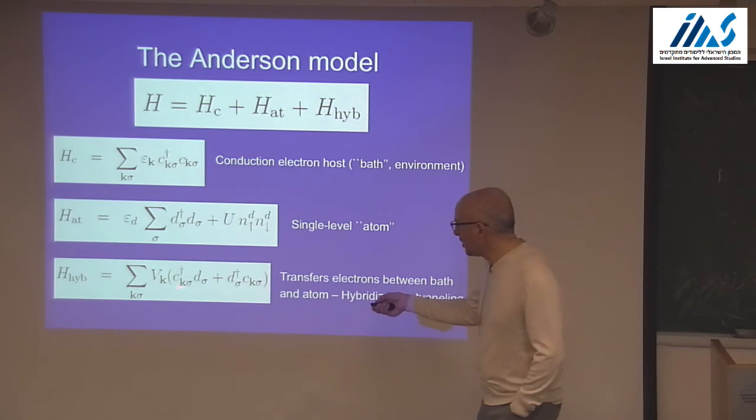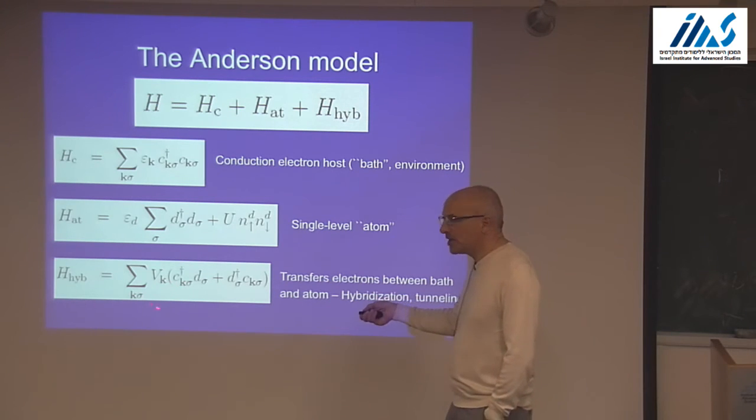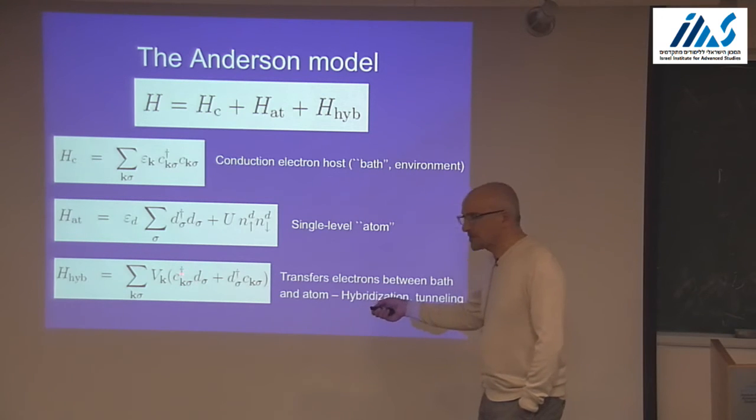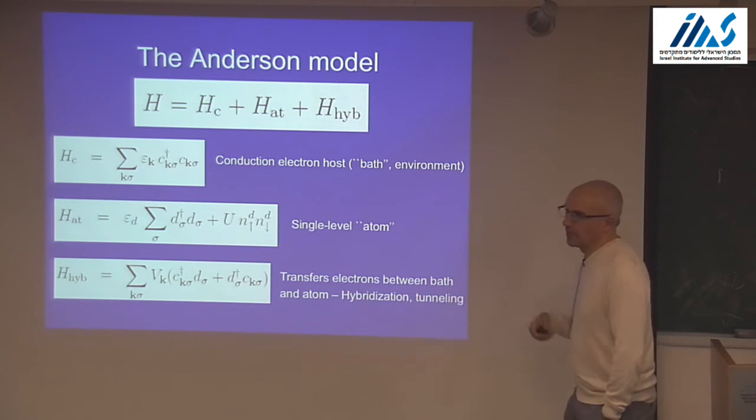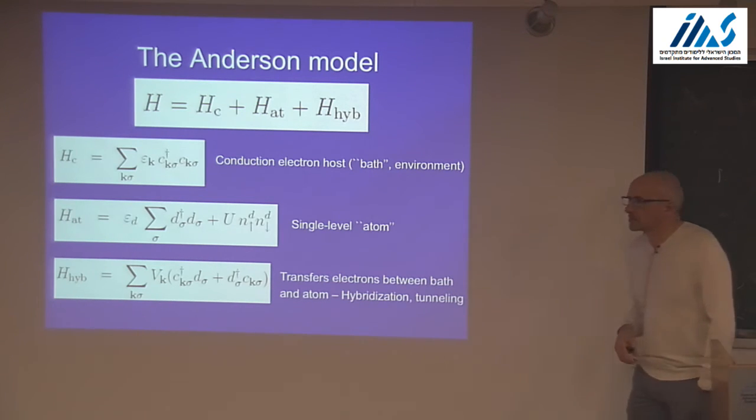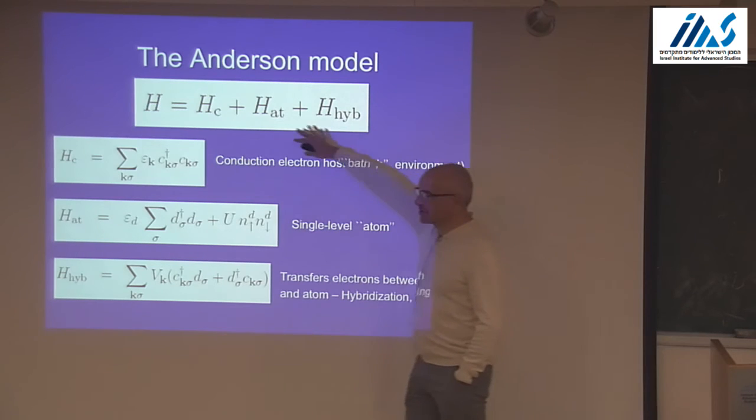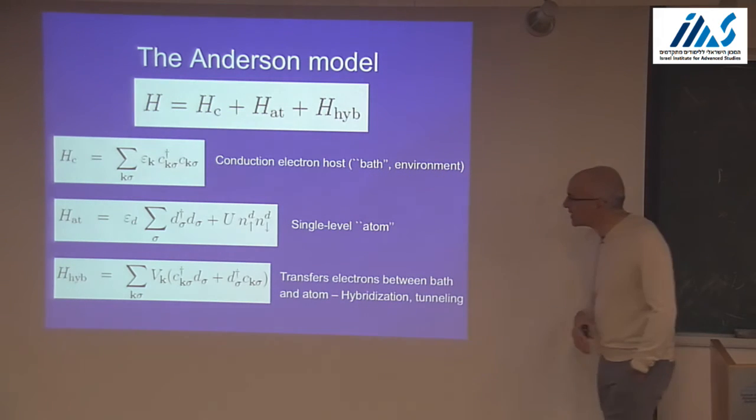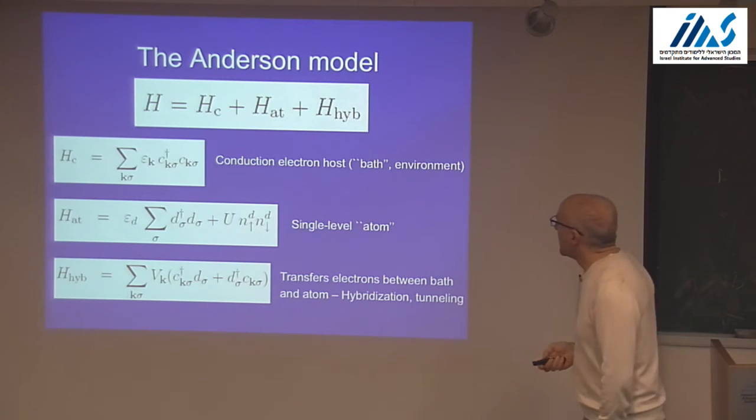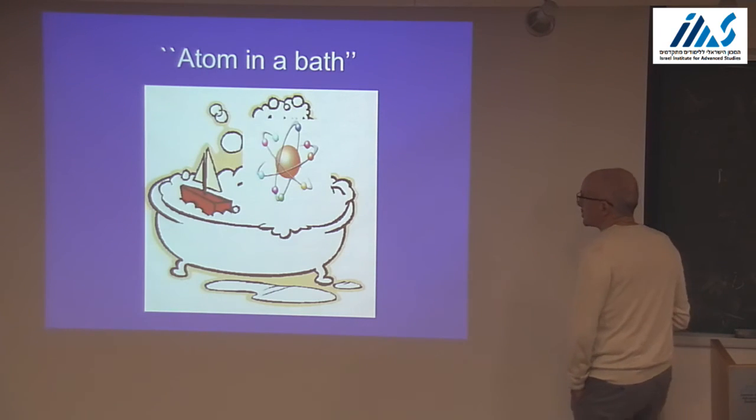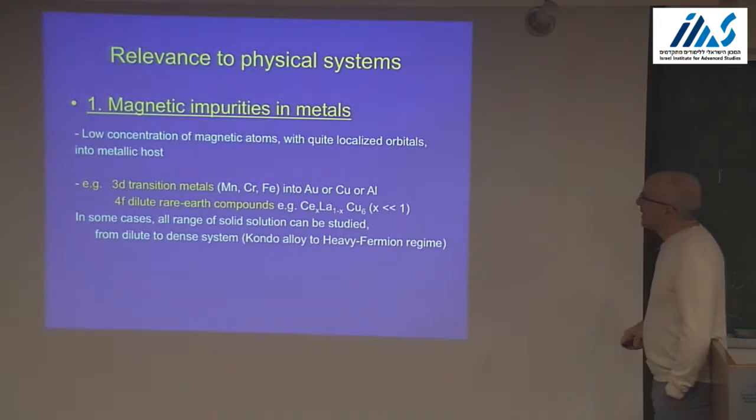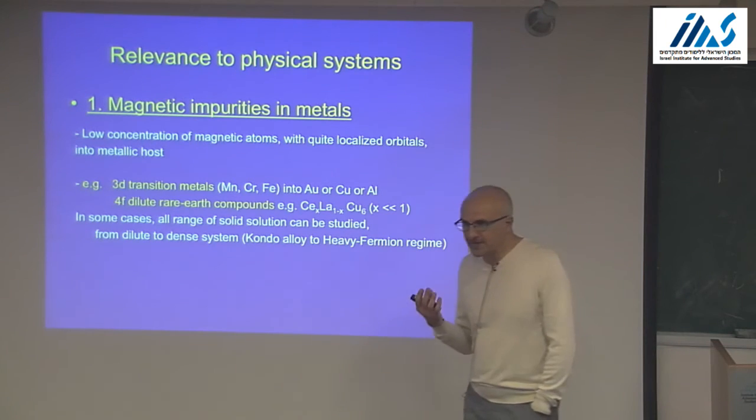And they will be coupled by single electron hopping from the bath to the atom or from the atom to the bath, with a certain amplitude Vk that can depend on momentum. So this model, the addition of these three terms, is called the Anderson model, the single impurity Anderson model. And you should really view it as an atom in a bath. Okay. And it has relevance to several different physical systems.